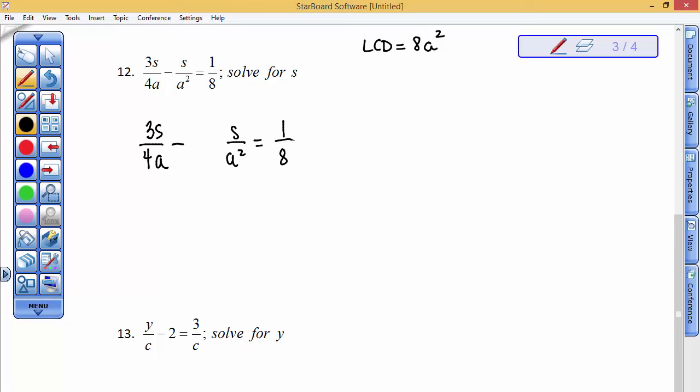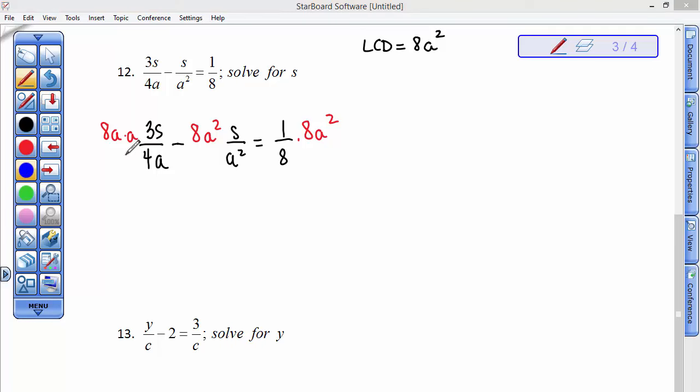So each term is going to get multiplied by 8 and a squared. And just so you can see the a squared, when I cross off one of these a's, I'm going to write that as a times a. And then here, 8 times a squared. I won't bother writing that out twice because I'm going to cross off the a squared and the a squared. And here, 8 times a squared.